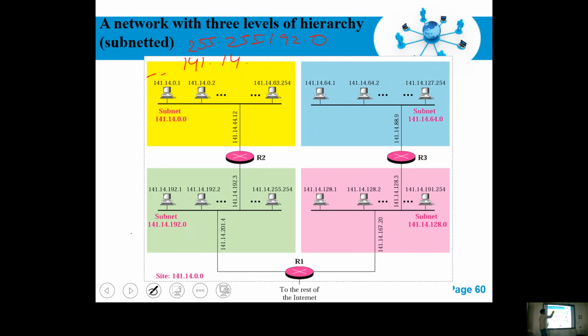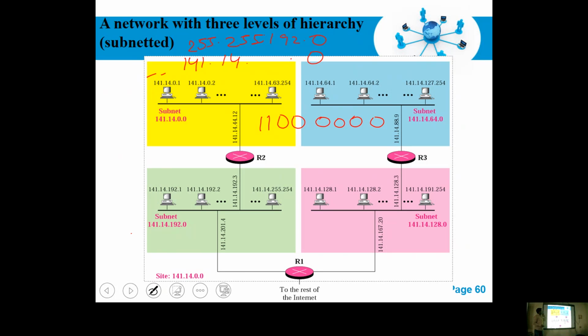141.14, that is clear. The next 2 bytes I need to consider now. What will be the starting address? Anyway, here I have 0, so the 4th byte also I will be getting 0. Now I have variation with respect to the 3rd byte. 3rd byte 192 means how can I write? 1, 1, 0, 0, 0, 0, 0, 0. This is what I will have to write if I have 192.